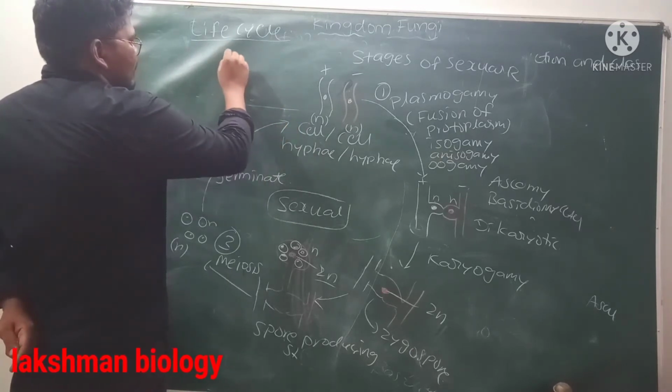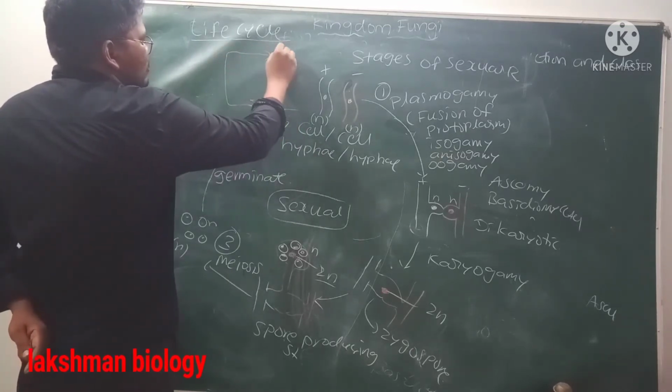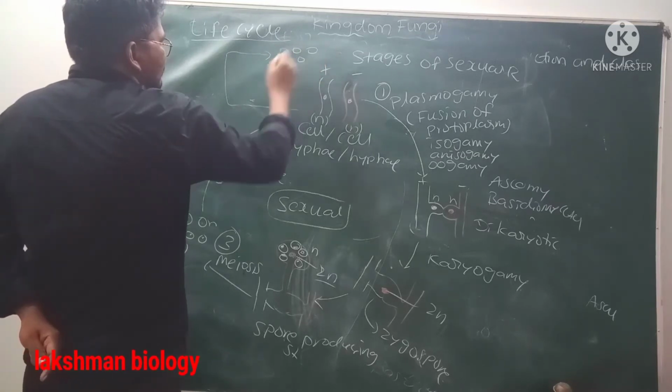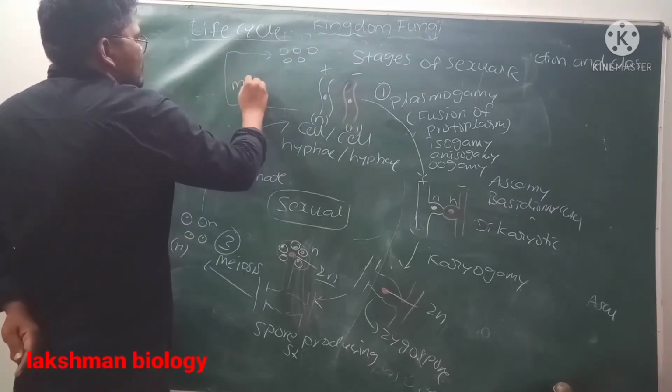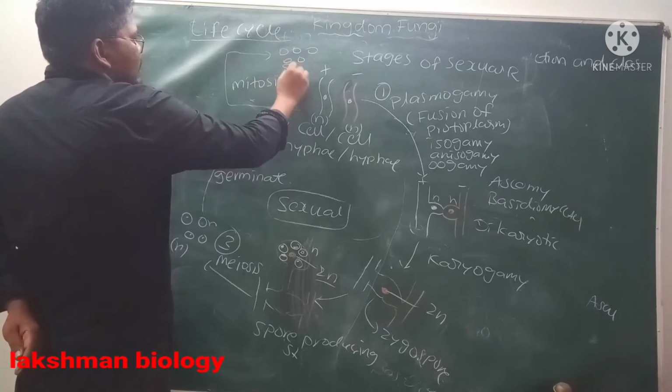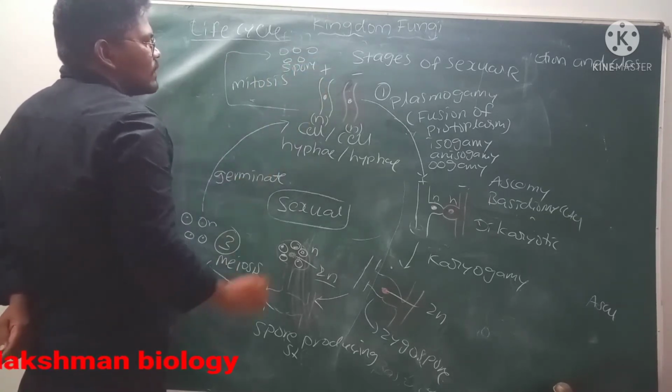Fungi directly produce the spores by mitosis. By mitosis we can see the formation of spores.